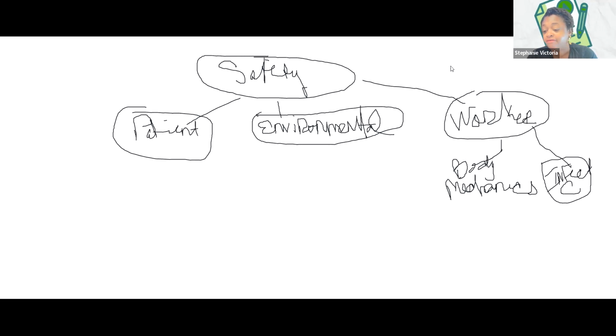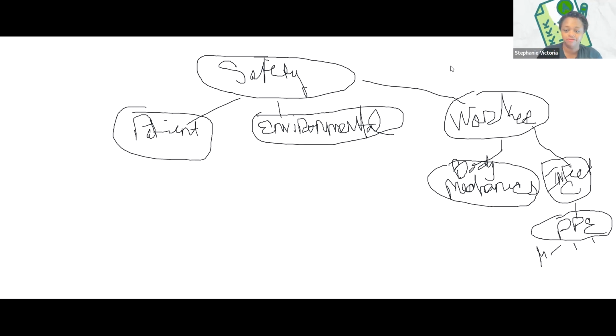And then guess what? If I wanted to break it down further, under infection control, I could start talking about PPE. So you see, I went from safety, worker safety, infection control, PPE. I'm bringing this all the way down. And then I could talk about masks, gloves, transmission, all of that. Under body mechanics, if I wanted to go down further, body mechanics is your back, right? Back health. Under body mechanics, guess what? It can be the patient's body mechanics.